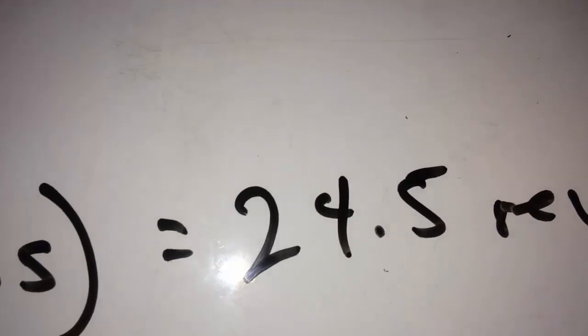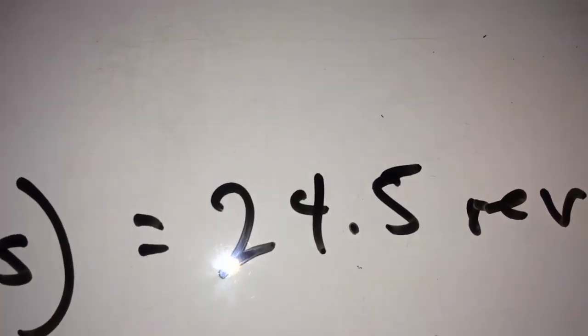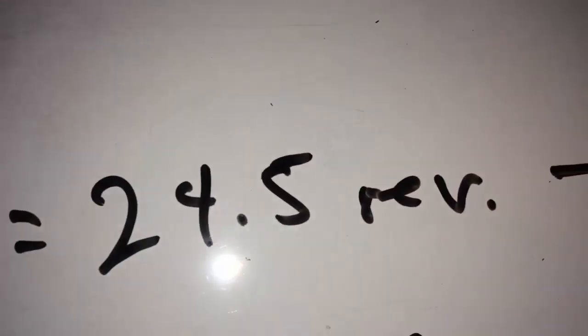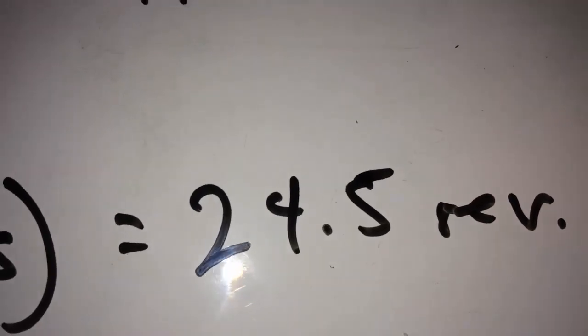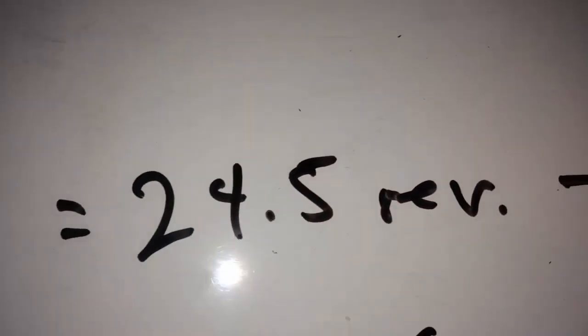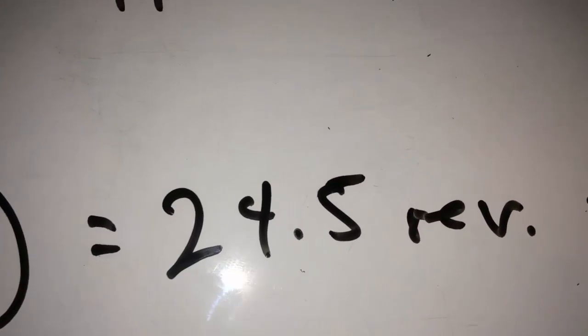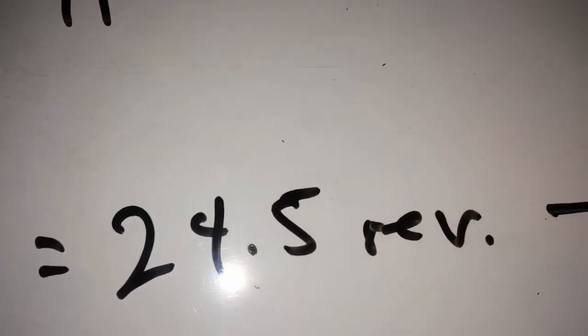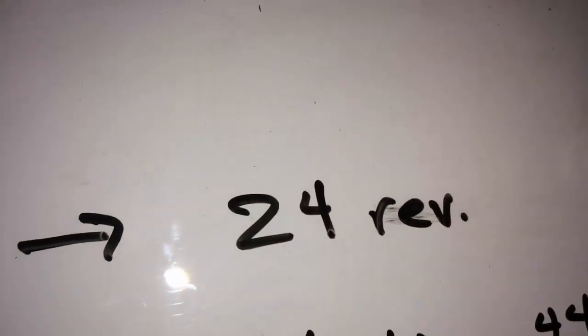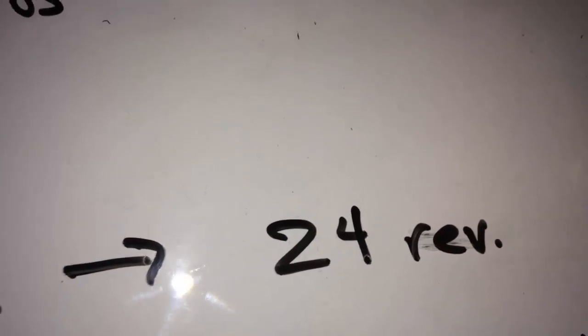So that half of a revolution is an incomplete revolution. And even though it's 0.5, you do not round up, because it has not done 25 revolutions. It has only completed 24. So your answer is 24 revolutions.